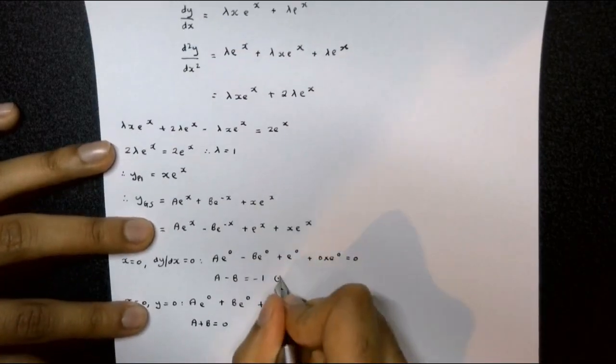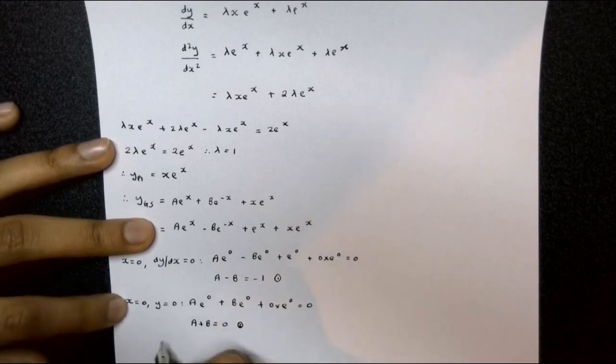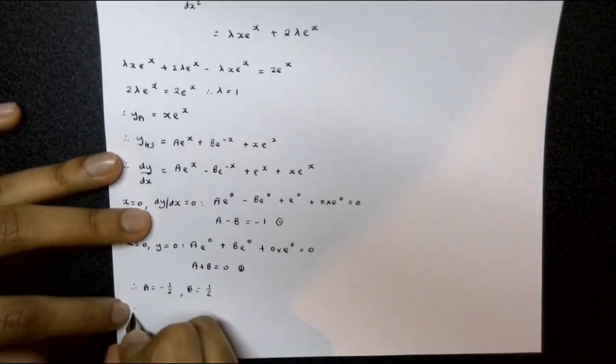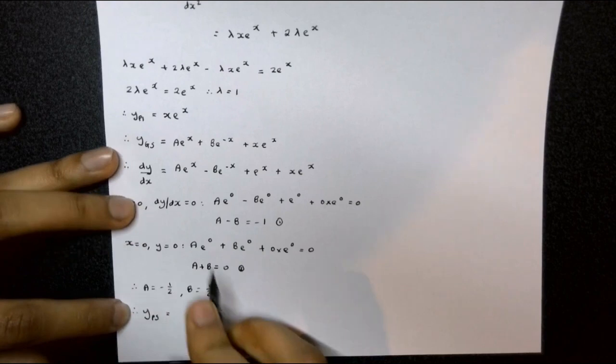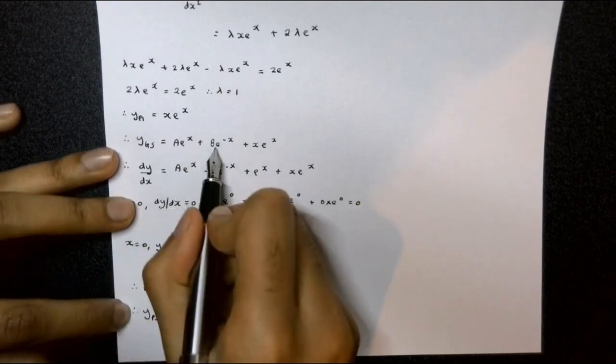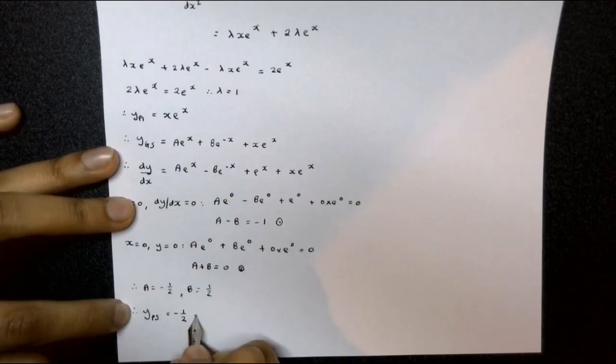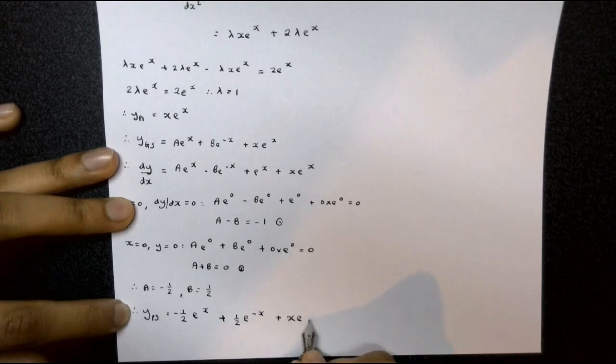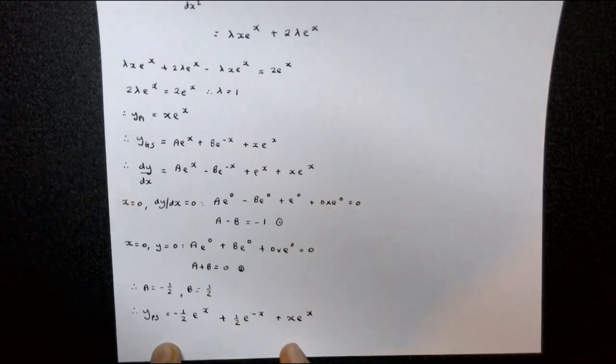So if I call this equation 1 and this equation 2 and solve them simultaneously, you can see here a is equal to minus 1/2, b is equal to 1/2. And knowing the values of a and b, we can therefore conclude for the particular solution y_ps, that's equal to, if we substitute our known values of a and b back in here, we have minus 1/2 e to the x plus 1/2 e to the minus x plus x e to the x. This is the particular solution.